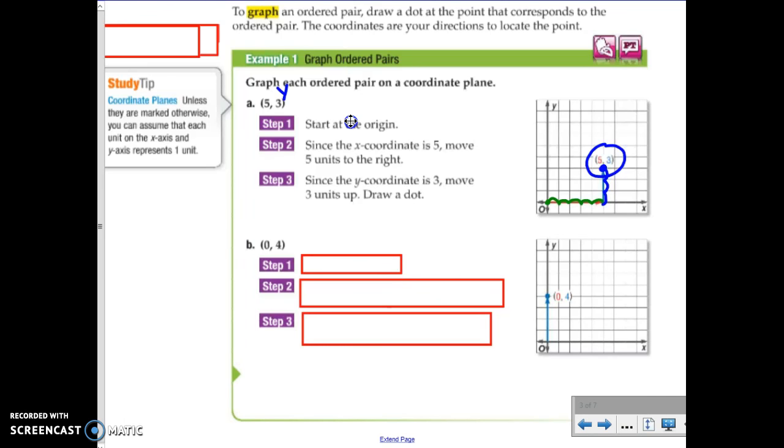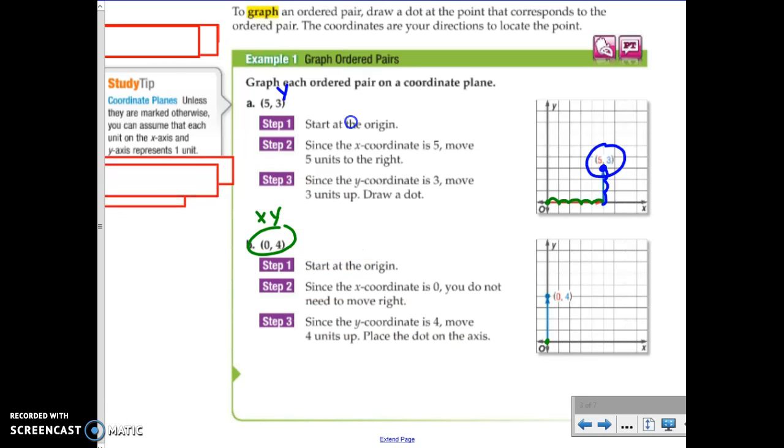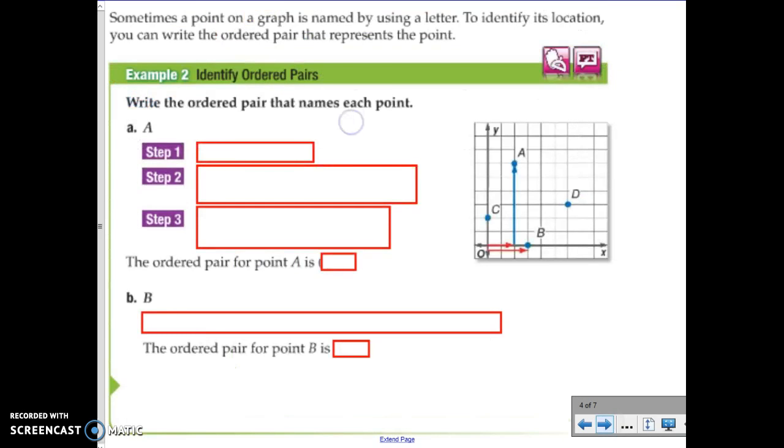In B, the first step again is starting at the origin. It's always best to start at the origin so you know exactly where you're moving. Given the 0, 4, our x-coordinate is 0, so we don't need to move any places to the left or the right. I'm already at 0. Then in step 3 here, you're going to move 4 spaces up on the y-axis because it is a positive number. So 1, 2, 3, 4 here. I plot my dot, and I see that I've plotted 0, 4.